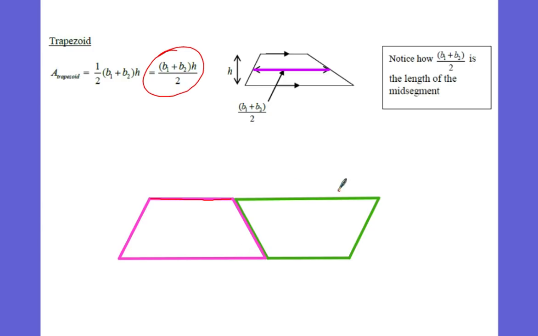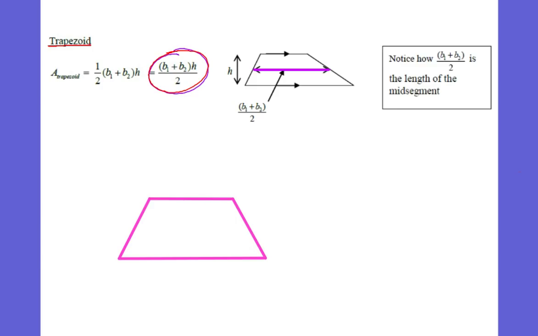So the whole base, we would say, is base 1 plus base 2, both of them added together, times the height. Now the divided by 2 part is because we duplicated it. So once you divide by 2, that goes back to just the one trapezoid.